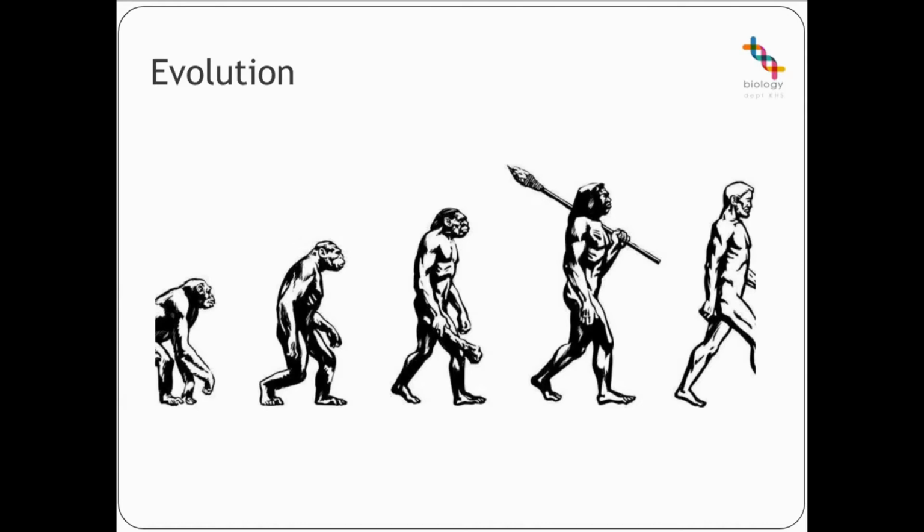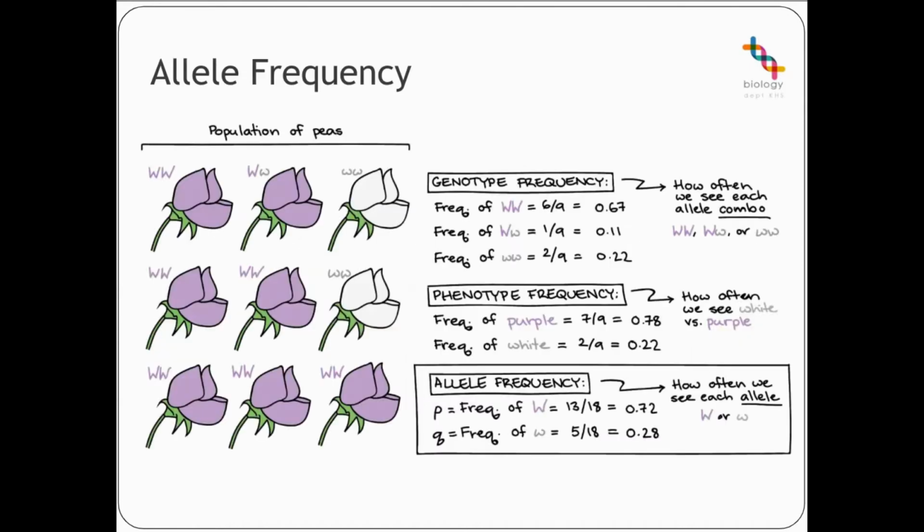Now, during evolution, what we're really looking at is the change in allele frequency, and that's occurring through some non-random processes, such as natural selection and sexual selection, and the more random process of genetic drift. Before we get to those though, quick reminder of what we mean by these terms.